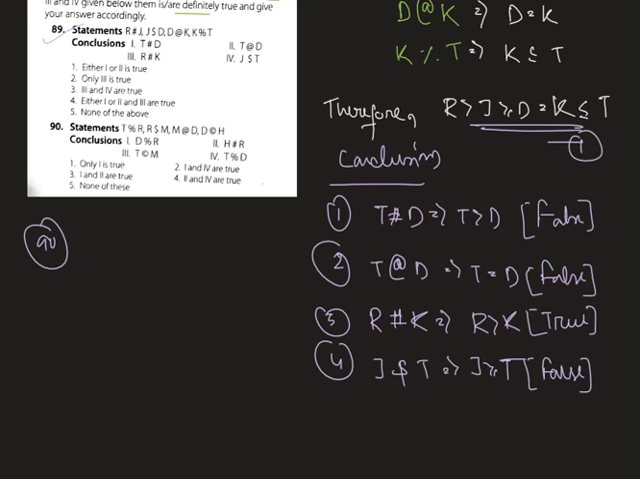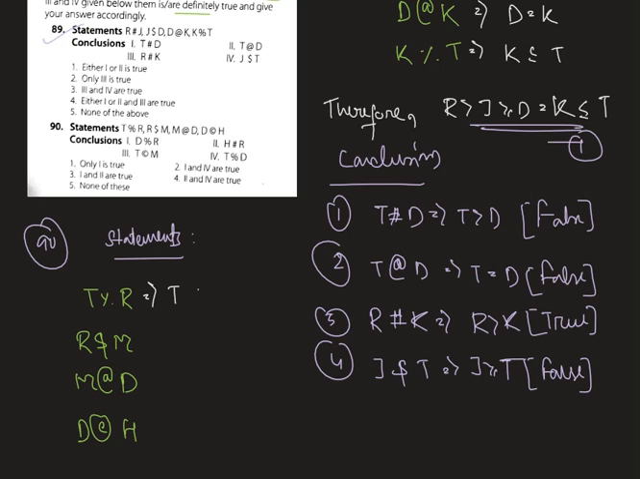In the next question, the statements are T percentage R, R $ M, M at the rate D, D copyright H. Now T percentage R means T is less than or equal to R. R $ M means R is greater than or equal to M. M at the rate D means M is equal to D. D copyright H means D is strictly less than H.